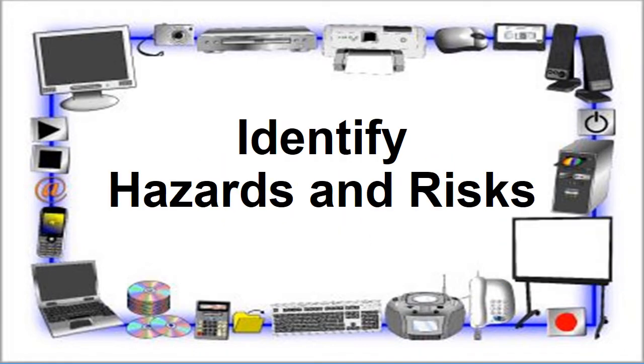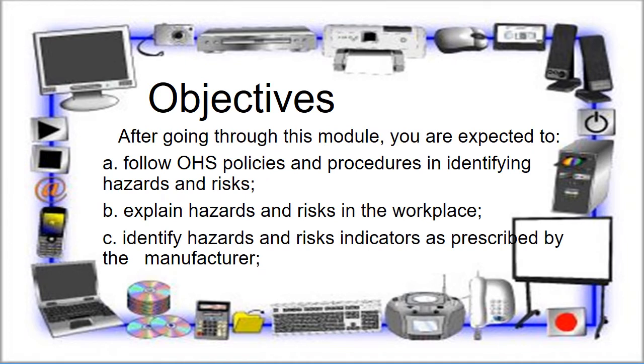So for this week, we will be discussing identifying hazards and risks. But before that, let us identify our objectives first. After going through this module or this lesson, you are expected to: A. Follow OHS policies and procedures in identifying hazards and risks. B. Explain hazards and risks in the workplace. And C. Identify hazards and risk indicators as prescribed by the manufacturer.